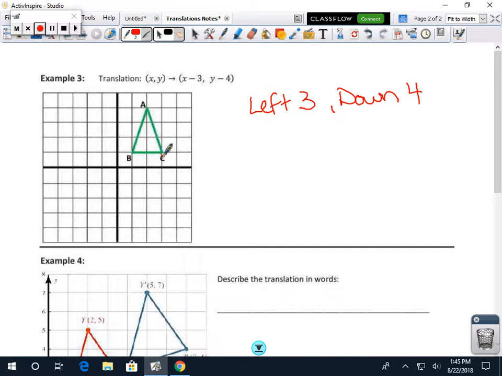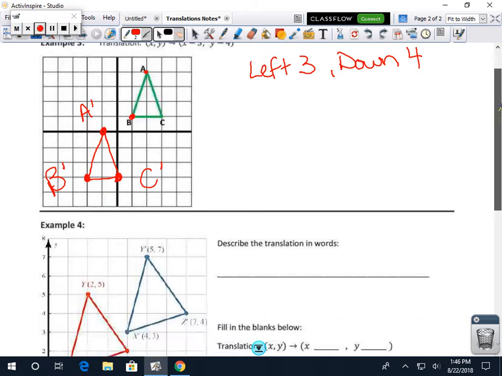So I take my pre-image, ABC, and I'm going to go left 3, down 4. So from point A, I go 1, 2, 3 to the left and down 4. And that's going to give me A prime. I'm going to take B and go left 3 and down 4. I lost count. There we go. Okay, and then C, 1, 2, 3. Okay, and then we can connect our dots for our image.